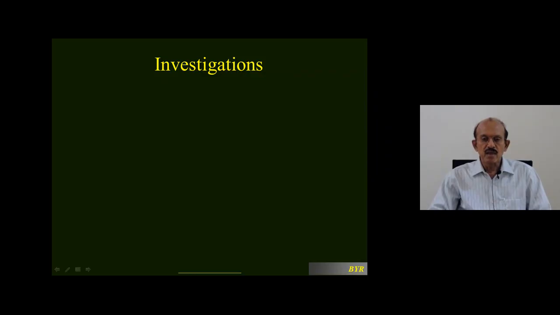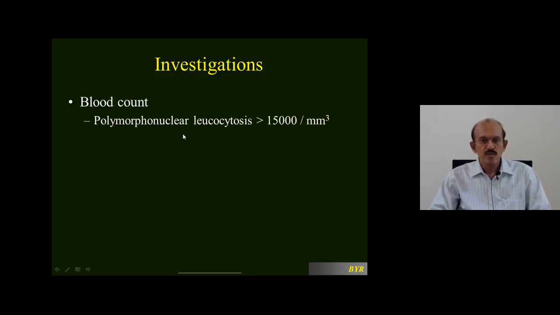You have to do urine examination, especially microscopy. Then plain X-ray abdomen in erect and supine positions, then serum amylase estimation and ultrasound scan of the abdomen. These are the investigations to be done in every case. In acute appendicitis also, you do these investigations, and whenever you suspect some organic inflammation, you must always do the total count also. In the blood count, polymorphonuclear leukocytosis will be there, more than 15,000 per cubic millimeter.